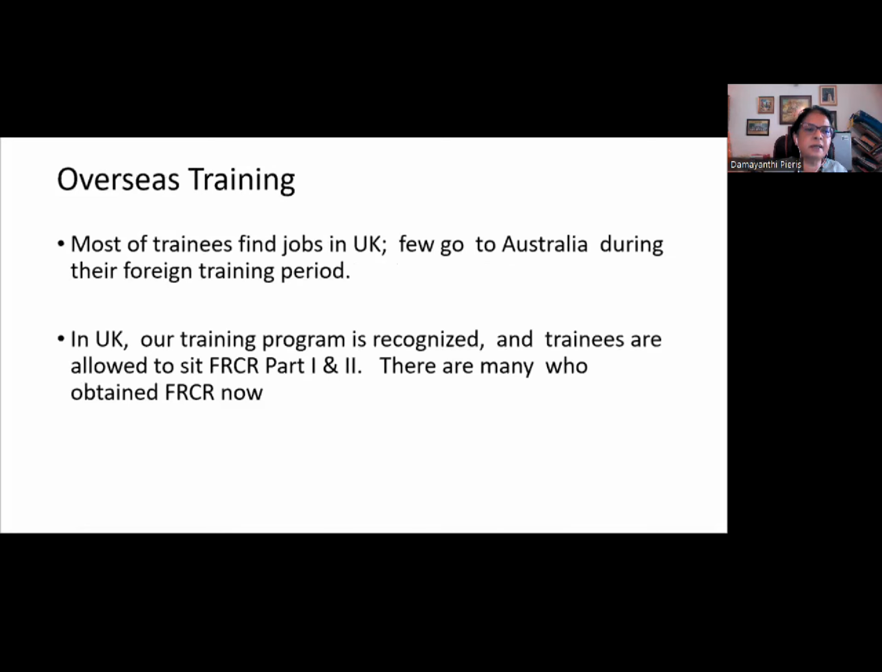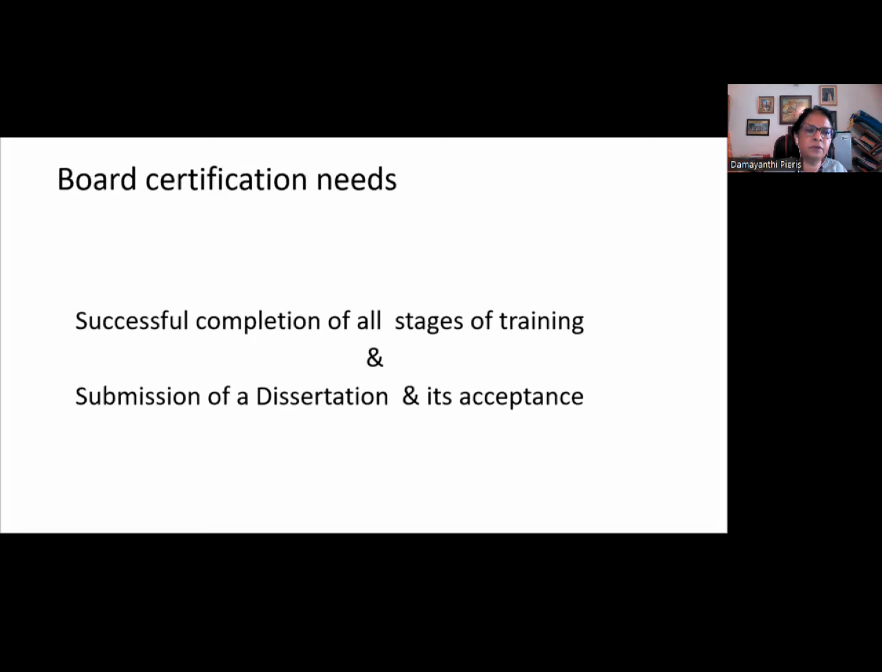And for overseas training, most trainees find jobs in the UK. We go to Australia also for jobs during their foreign training period. In the UK, our training program is recognized and trainees are allowed to sit for both FRCR Part 1 and 2. There are many trainees who have obtained the FRCR now. And before the board certification, we need to complete all stages of training. And there is a dissertation which needs to be submitted and accepted by the board of study.